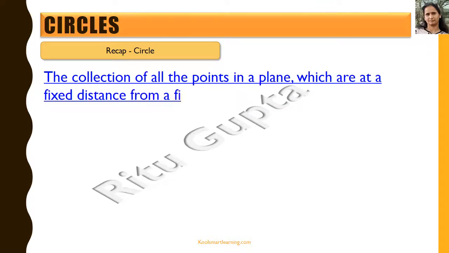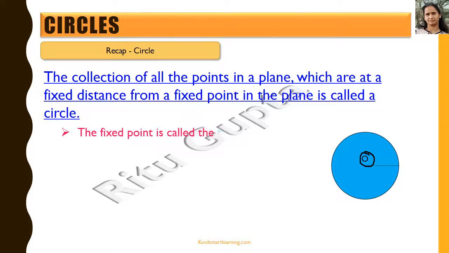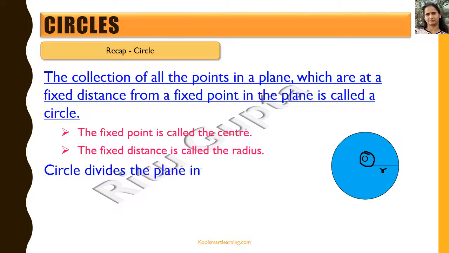So first of all, what do we understand by a circle? We know a circle is a collection of all the points in a plane which are at a fixed distance from a fixed point in the plane. That fixed point is O in this example, and that is called the center of the circle. The fixed distance is called the radius, we represent it by r, and this boundary is the circle.